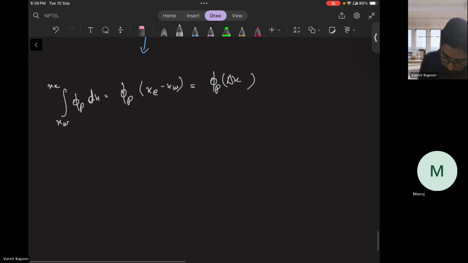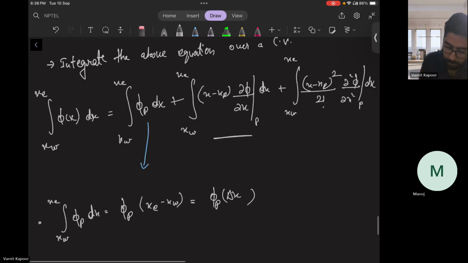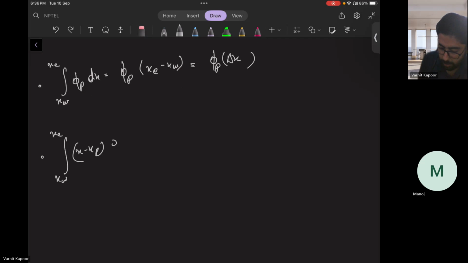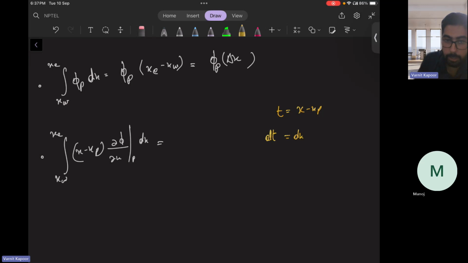Now the next term, integral from x west to x east of (x minus xP) dou phi by dou x about P dx. Let us change the variables. Let us write t as x minus xP. So dt will be how much? dx. So for the west face, when xw is there, that means tw will be xw minus xP. And x east is there, so t east will be xe minus xP. All right.